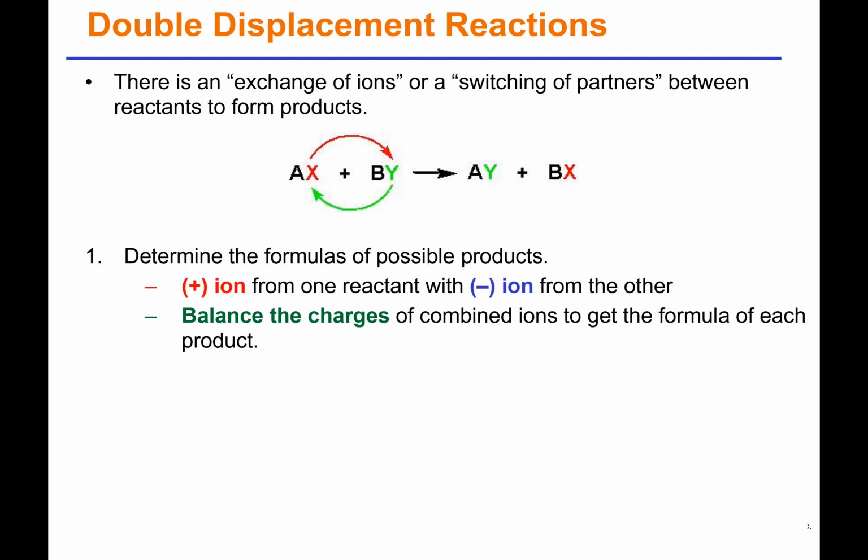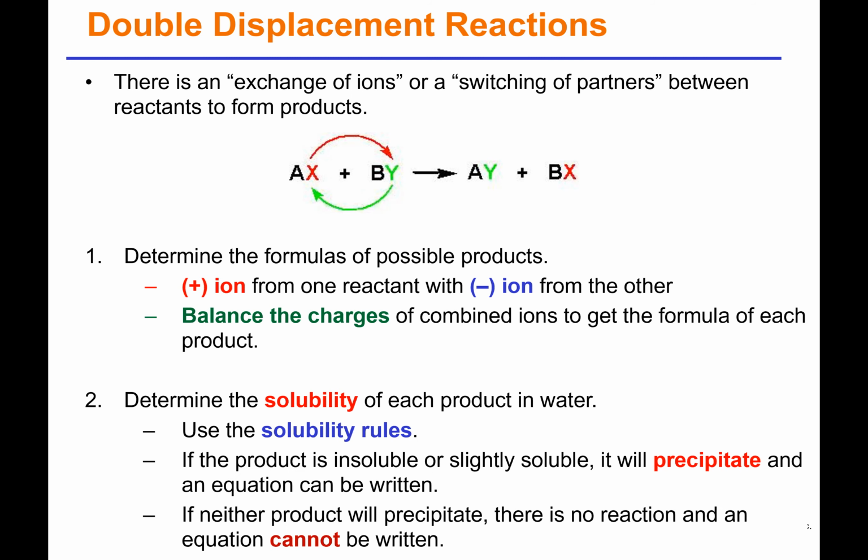So if I have, for instance, potassium combining with chloride, well then I just have one potassium and one chloride. But if I have, maybe calcium combined with chloride, well then I have to have two chlorides. So that's what they're trying to say here. So make sure you balance the charges. So switch the partners to make new ionic compounds and then balance the charges.